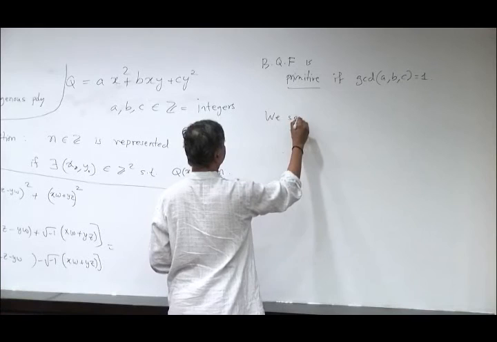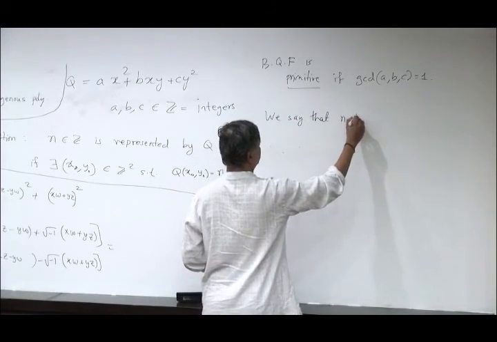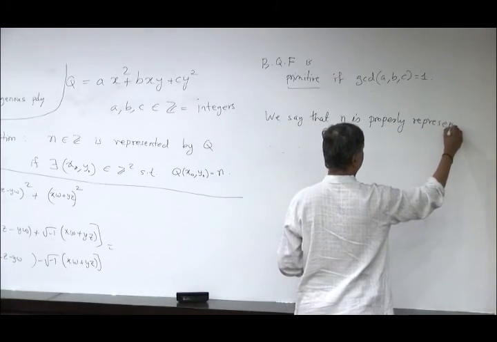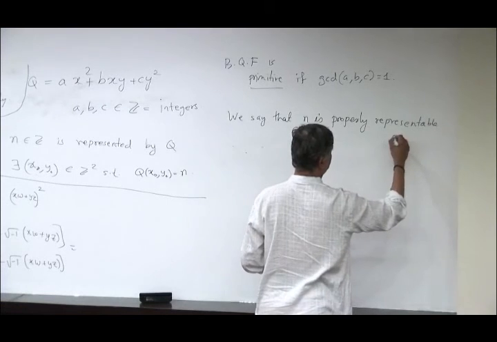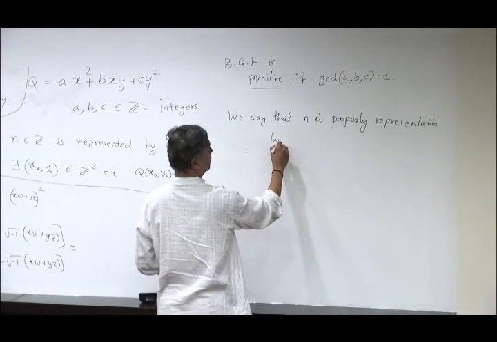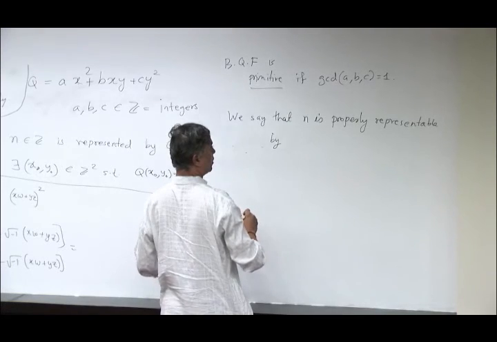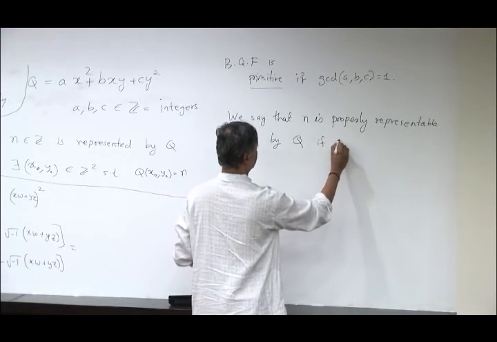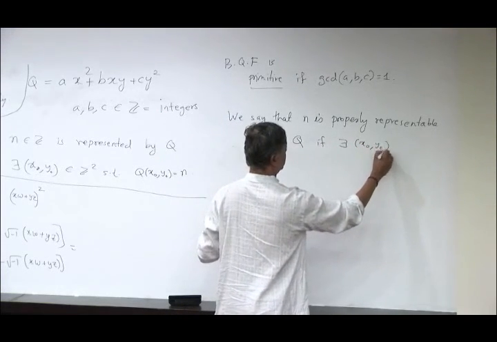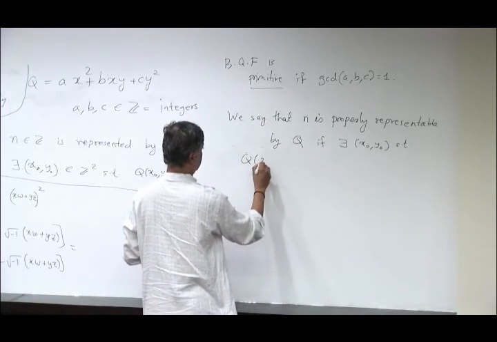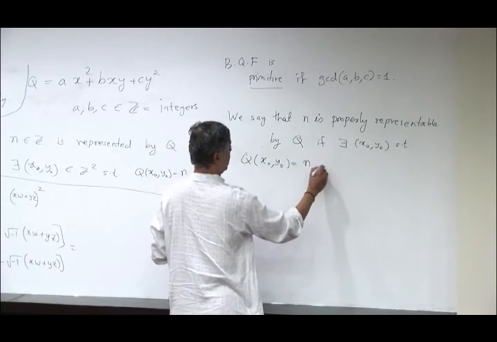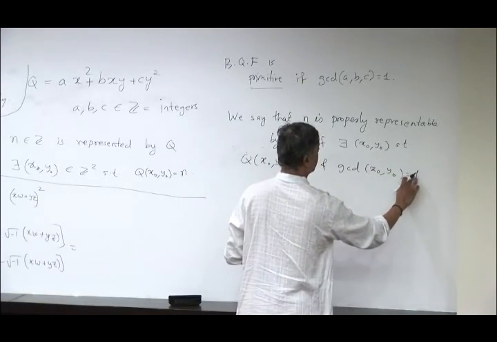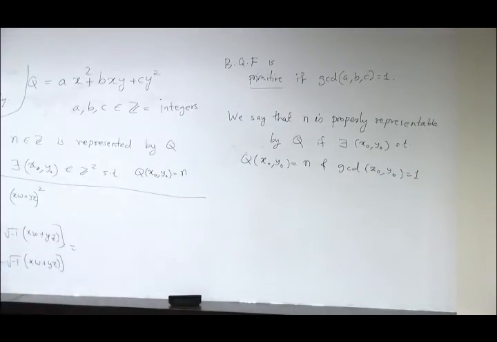We say that n is properly representable by q. So the q is the general one. If there exists x naught, y naught such that, of course, q of x naught, y naught is n, and GCD of x naught, y naught is again 1. Okay, so this is one more definition.